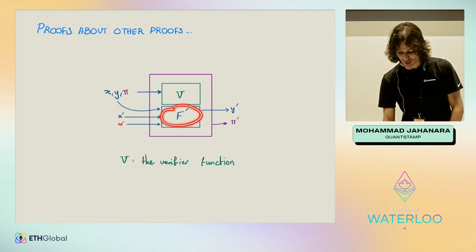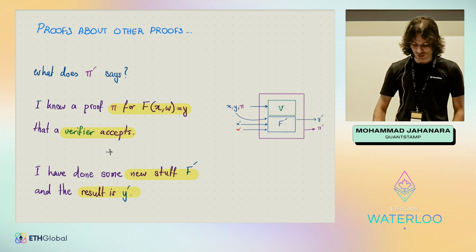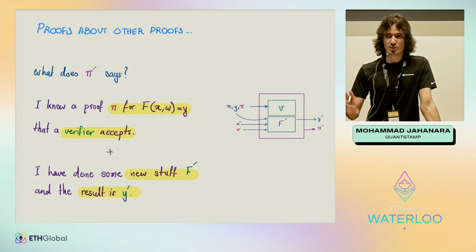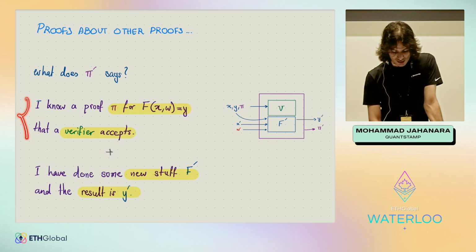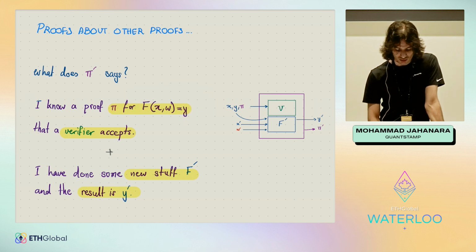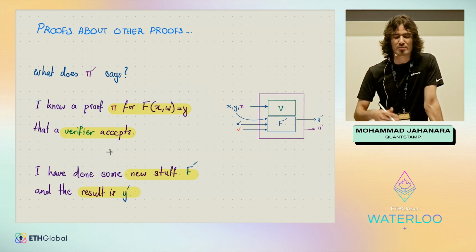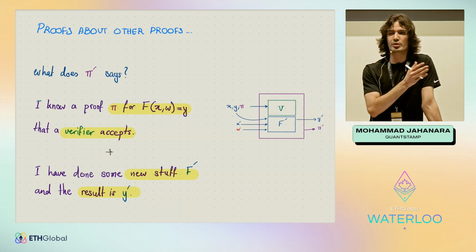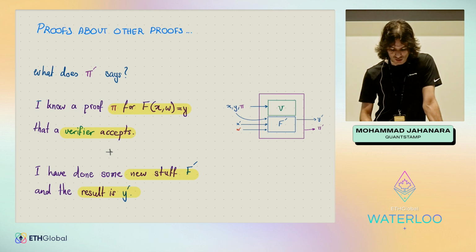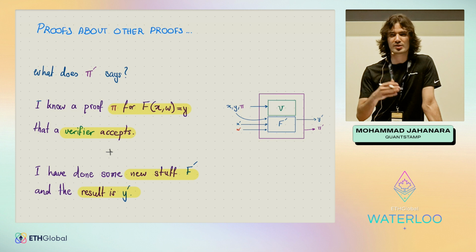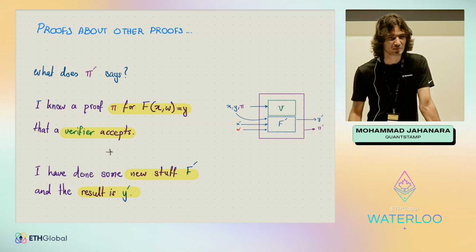And we do some other computation as well. So to summarize, what does this new proof pi prime say? It says two things. First, it says I know a proof pi for the computation that was done before, like some f, and that proof is accepted by the verifier. Like this green box accepts the proof for the computation so far. And also, I've done some new stuff. Let's call it f prime. And this is the new result, y prime. Okay?